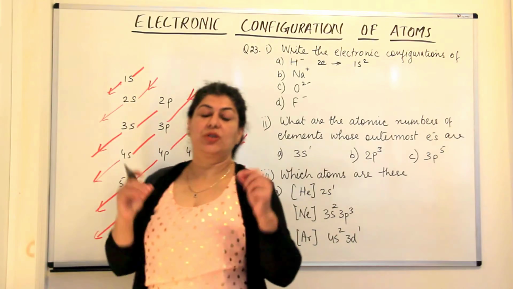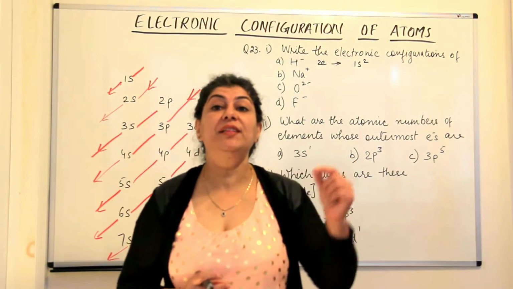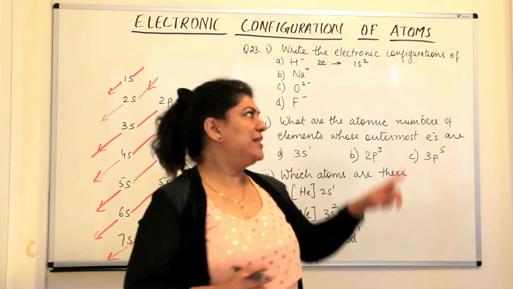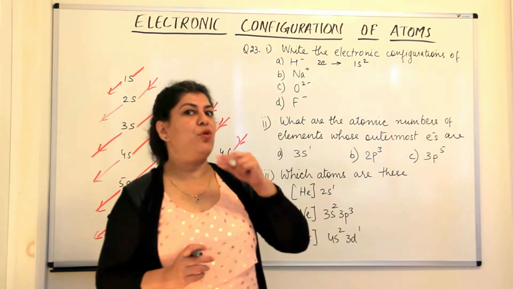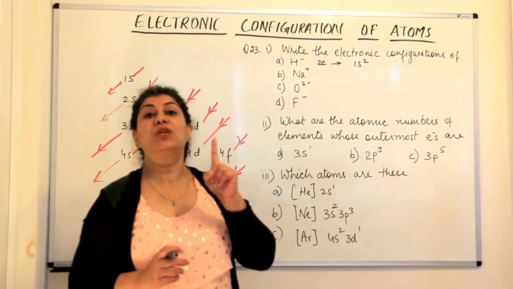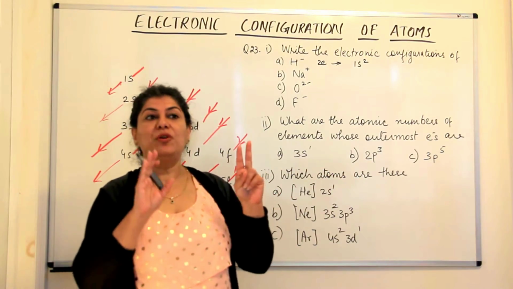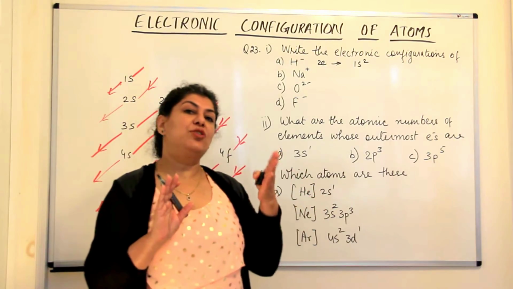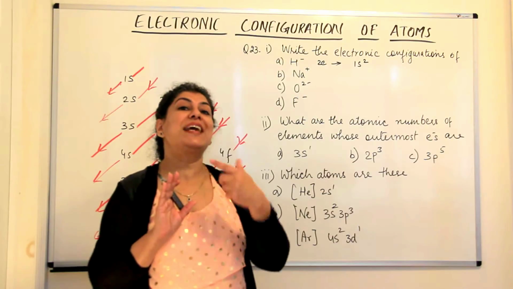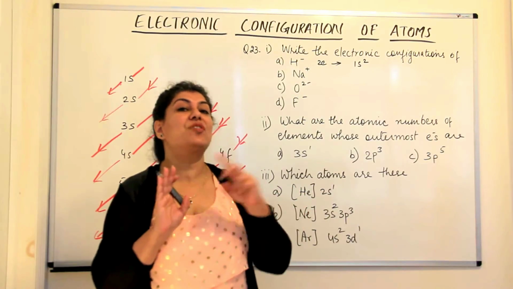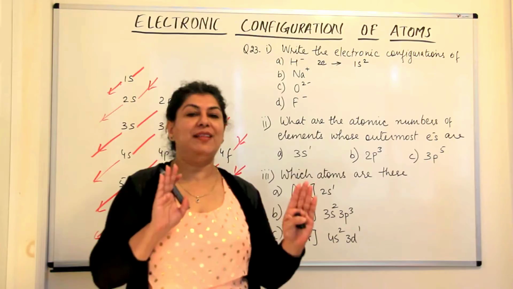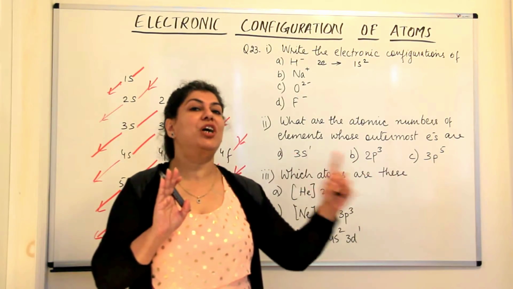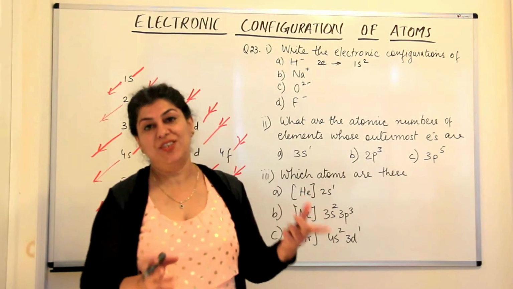Next is Na positive. Sodium is the 11th element of the periodic table. It means it has 11 electrons. But if it is Na positive, it means one electron has been lost. That's giving it one positive charge, because the number of protons and electrons in a neutral atom is equal. When electrons are lost, the number of protons exceeds, and that gives it that extra positive charge. The positives and negatives cancel out each other, and if one electron is lost, one negative charge is less, therefore one positive charge is extra.